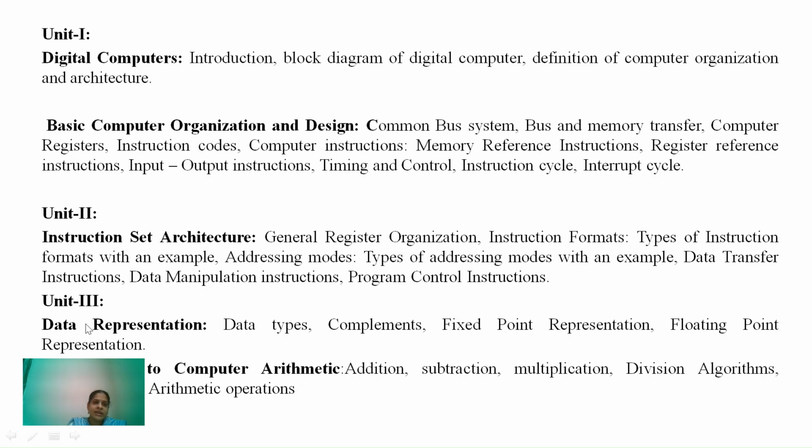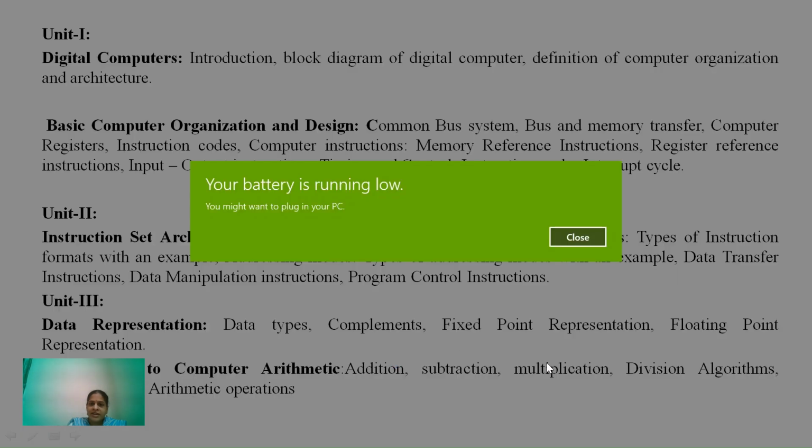Next, coming to unit 3, it contains two parts. The first part mainly deals with the representation of the data which is being stored in your computer. What are the different types of data types? What do you mean by complement, one's complement and two's complement? Next, how do you represent the data in the form of a fixed point representation and a floating point representation? Coming to the second part, which deals with arithmetic, you're going to perform different types of arithmetic operations on the data, such as addition, subtraction, multiplication, and division.